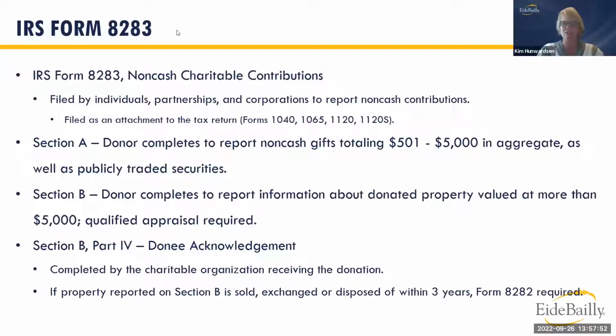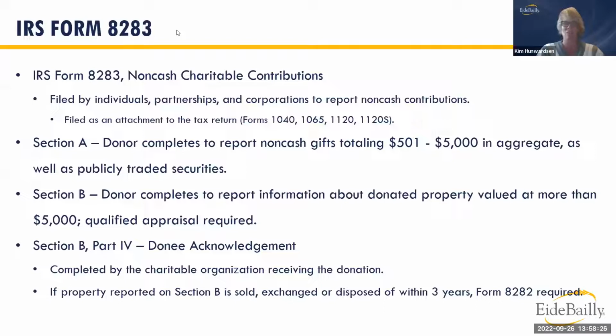And there are different sections. The first section is for non-cash gifts of $501 to $5,000 in aggregate, as well as all publicly traded securities. And then section B is if the donor donated property valued at more than $5,000. Key thing to keep in mind here is that if a donor donates property more than $5,000, they are required to have a qualified appraisal. And that's the requirement of the donor.